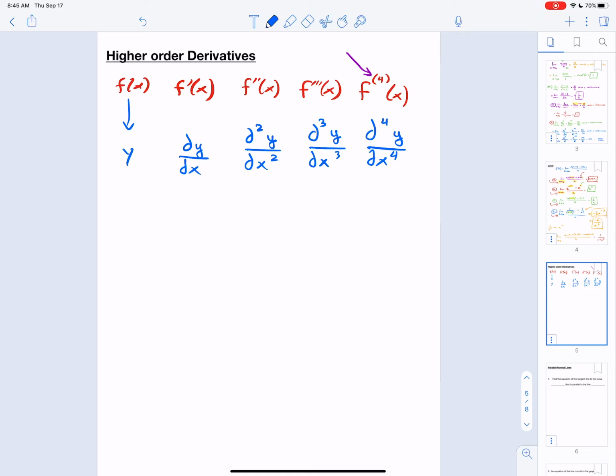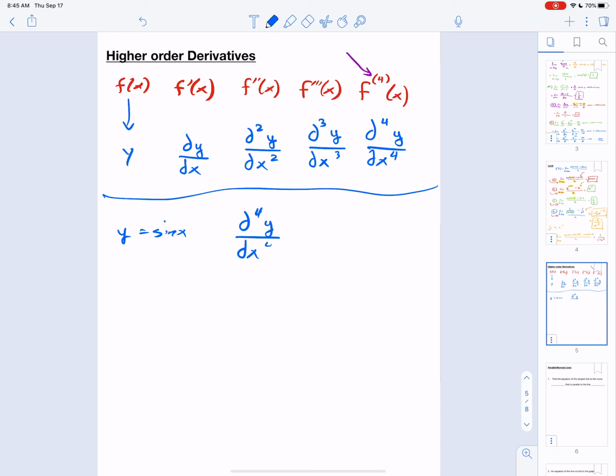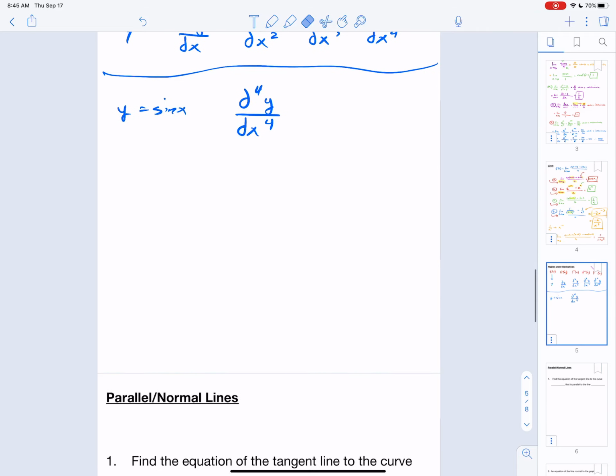So for instance, here's an example. If I told you that y is sine x, they may ask you, well, what's d4y over dx4? Okay? You guys got to know what that really means. Okay? That just means the fourth derivative. Okay, so here we go.